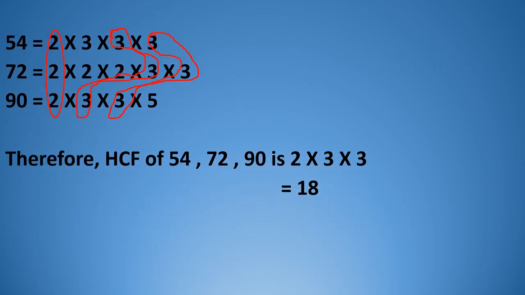Now you will see that 54 equals 2 multiplied by 3 multiplied by 3 multiplied by 3. 72 equals 2 multiplied by 2 multiplied by 2 multiplied by 3 multiplied by 3, and 90 equals 2 multiplied by 3 multiplied by 3 multiplied by 5. These are the prime factorizations of all the three numbers. Now how to find out the HCF?